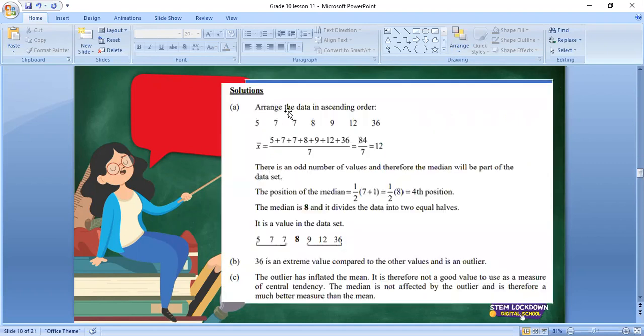Right. So we arrange the data in ascending order, from 5 up to 36. We add them all together, we get 84, divided by 7, we get 12. That means our mean is 12.